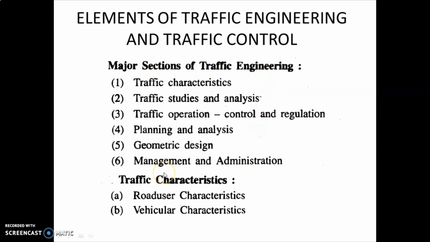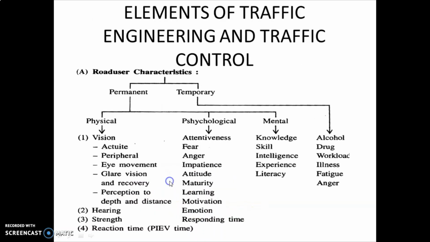Now come to the traffic characteristics. There are two types of traffic characteristics: road user characteristics and vehicular characteristics. If we see road user characteristics in detail, they are classified further into two parts, permanent and temporary. Permanent is again classified into three categories: physical, psychological and mental. Whereas temporary is classified into alcohol, drugs, workload, illness, fatigue and anger.